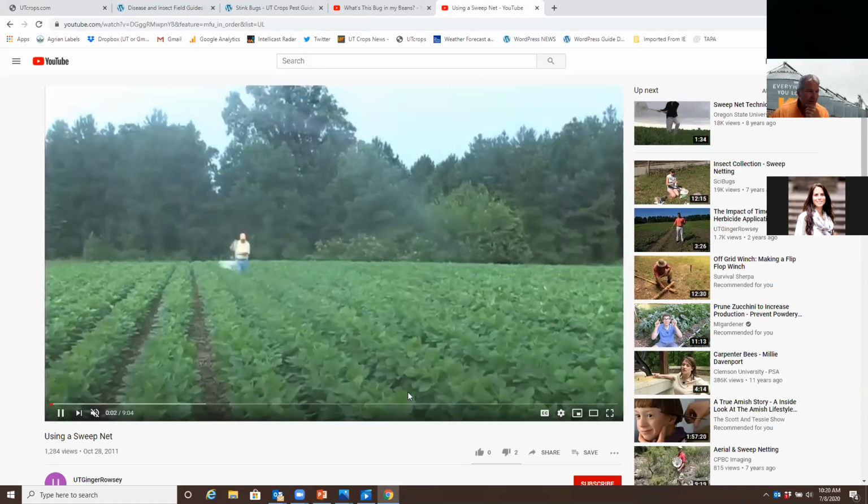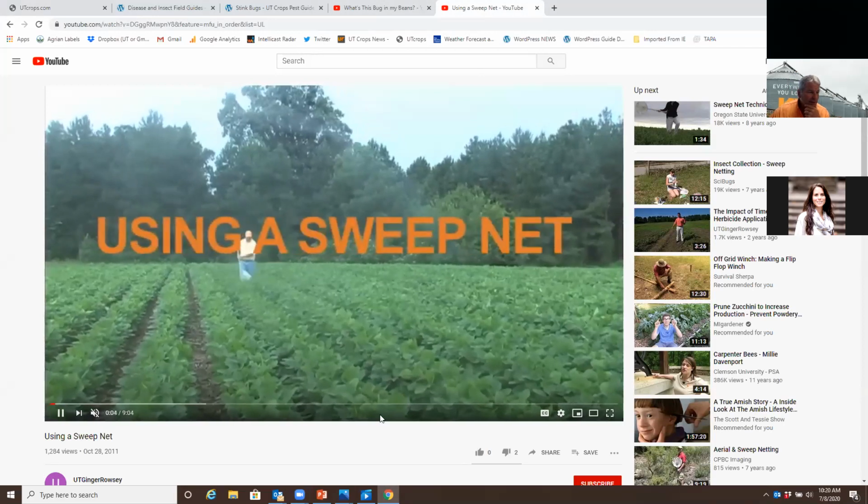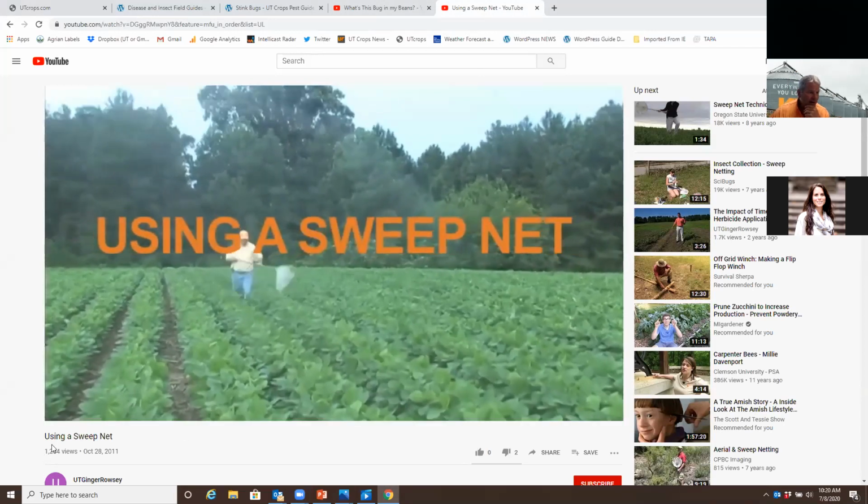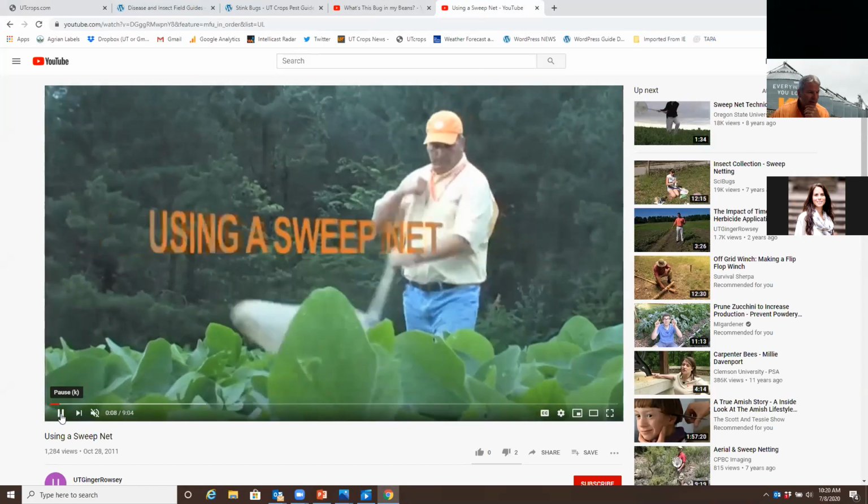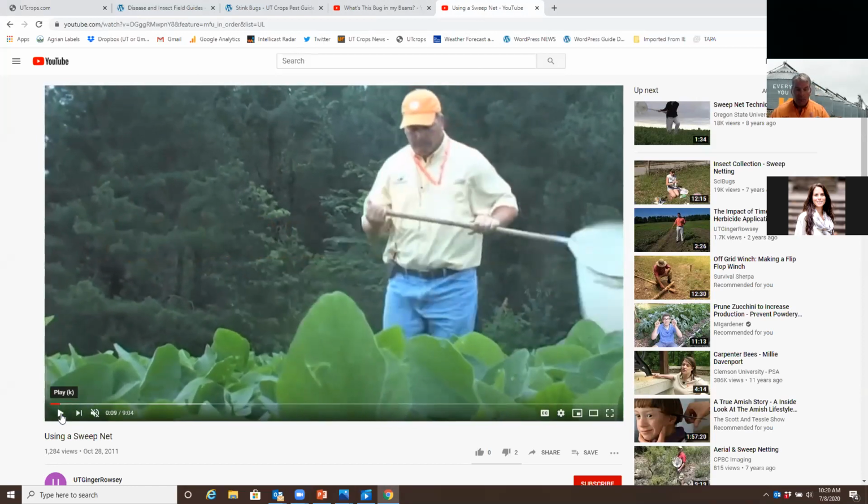So this is just going to be an example of, I think it's me, taking a set of 25 sweeps through a field, showing a pretty standard technique, and I'll go ahead and pause it. Again, I'm going to take 25 sweeps at a time. What I'm trying to do with that sweep net is really make the same path through the canopy regardless of the row spacing. So you're usually taking about a 100 to 120 degree sweep through the canopy.